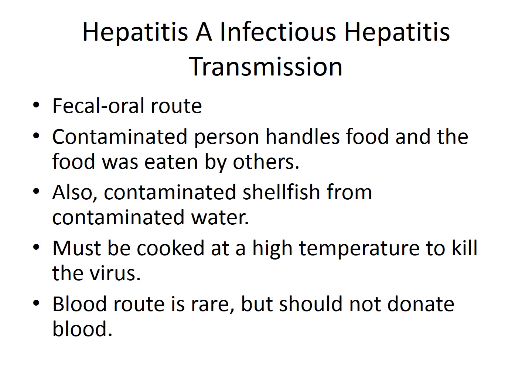It also can be in contaminated shellfish from contaminated water. So if the water that the shellfish has been taken out of has hepatitis A in it, the shellfish will be contaminated, and if it's not cooked at a high enough temperature to kill the virus, then the individual is going to get it. Blood route is rare, but somebody who does have hepatitis A should not donate blood.